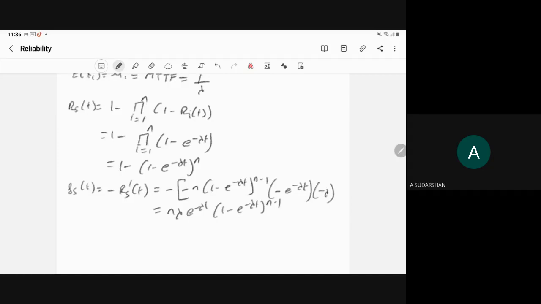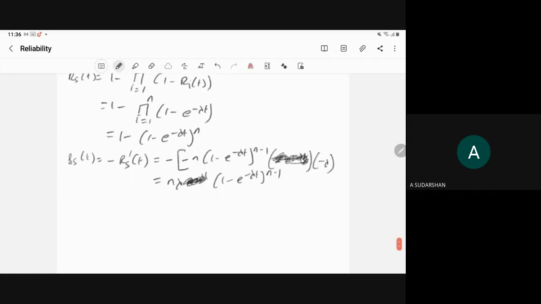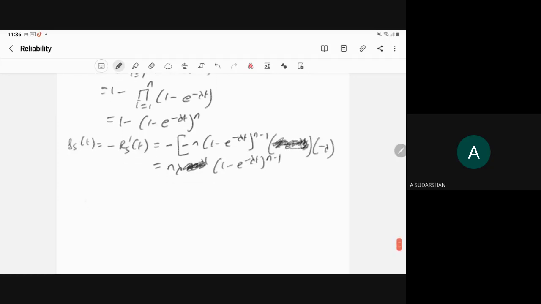Excuse me, sir. It will be e power minus lambda t times just minus lambda. No need for minus in front of e. One minute. This will not come. This is the linear one. Minus lambda only. Right? n lambda e to power minus lambda t times 1 minus e to power minus lambda t to power n minus 1.